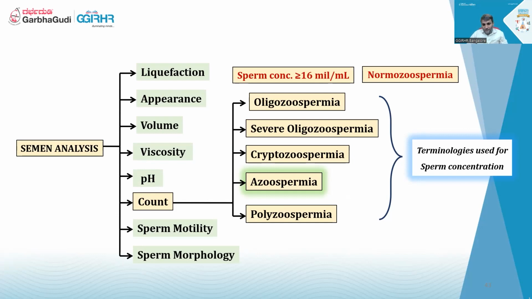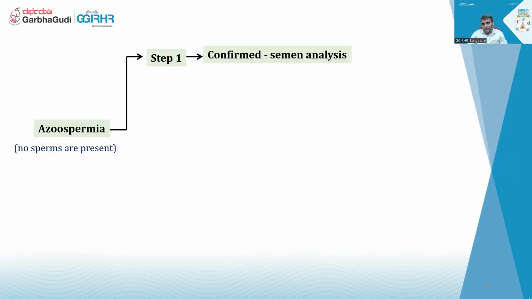Cryptospermia means hidden sperm. When you put one drop on the slide and look under the microscope, you are unable to assess. You have to see the complete semen sample, and then you can find 1 or 2 sperm. This type is called cryptospermia. Azoospermia means there are no sperms at all, which is nowadays a more common cause in the majority of males. And polyspermia means a lot of sperms, I can say more than 200 sperms. So these are the common terminologies we use for counting.